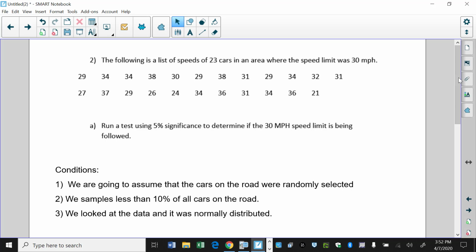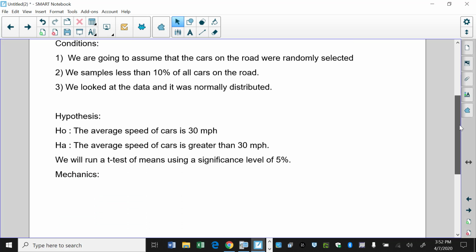Now, when it comes to the hypothesis, again, hasn't really changed much. The average speed of cars is 30 miles. The average speed of cars is greater than 30. That's what we're trying to show. We're trying to see if our average and deviation are significantly different to show us greater than 30. So we're going to run a t-test this time of means using a significance level of 5%.